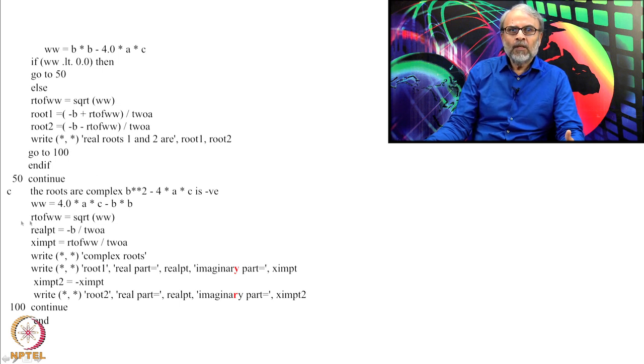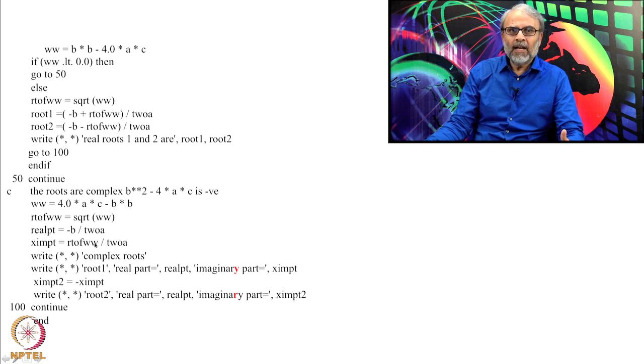So, when I come here, the real part is always minus b by 2a. Now, the imaginary part, there will be 2. So, x imaginary part will be root of WW divided by 2a. Remember, I have calculated already root of WW. So, that divided by 2a is the imaginary part. So, now your roots are, real part plus this imaginary part, and the second will be real part minus that imaginary part. So, there will be 2 roots, x plus iy and x minus iy. So, what is this imaginary part? Just the y part.